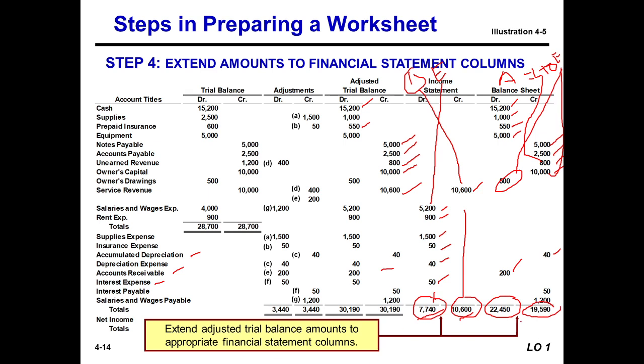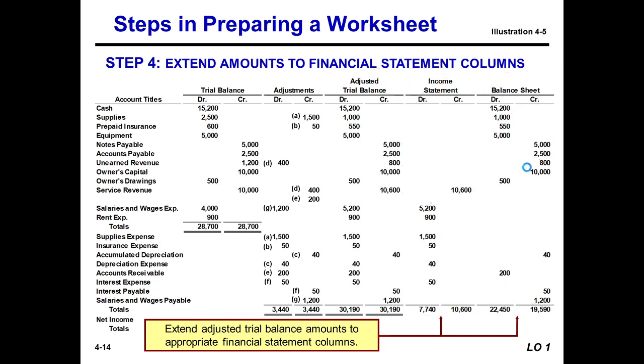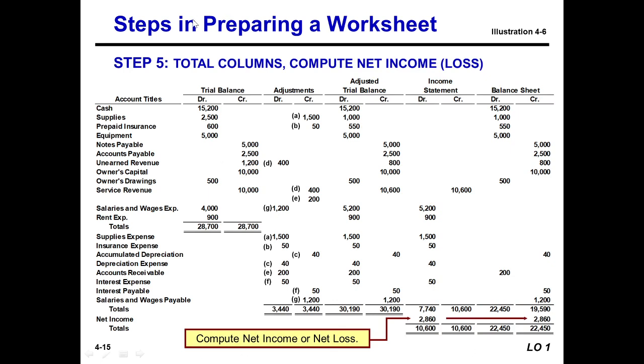Extend adjusted trial balance columns to appropriate financial statements columns. That means these are the two columns. Okay, that means this is the adjusted trial balance. These items are shifted here, that means income statement, and here this is the balance sheet. Now this is our compute total columns, compute net income or net loss. So compute net income or net loss.